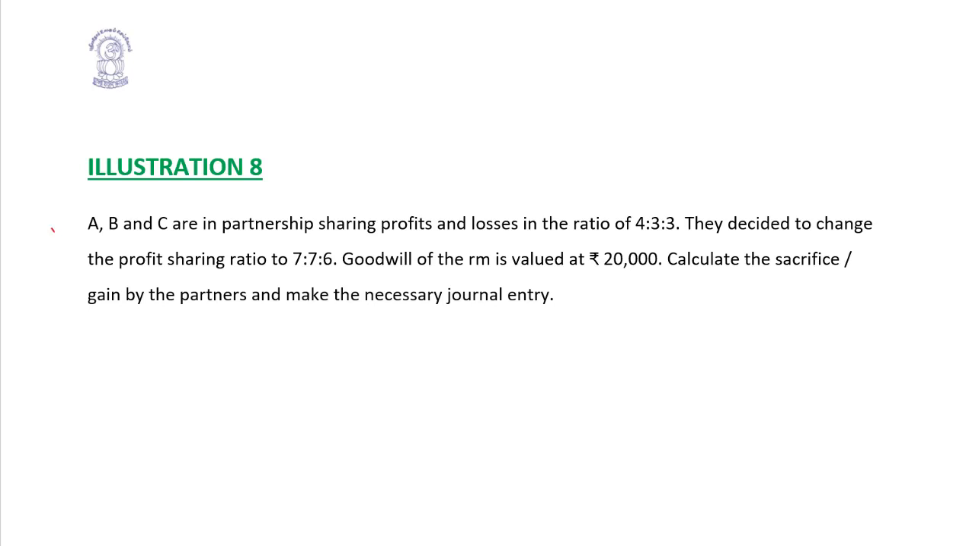Illustration 8. A, B and C are in partnership, sharing profits and losses in the ratio of 4:3:3. They decided to change the profit sharing ratio to 7:7:6. Goodwill of the firm is valued at rupees 20,000. Calculate the sacrifice or gain by the partners and make the necessary journal entry.